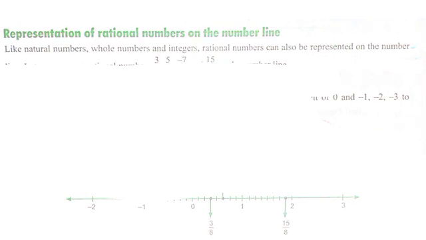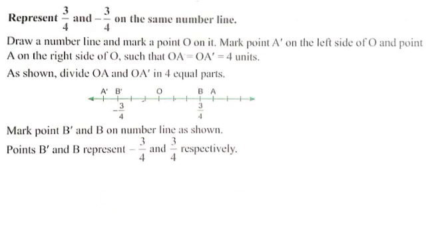Then the step number 5 is to mark the required divisions on the scale according to the numerator. Represent 3 by 4 and minus 3 by 4 on the same number line. Draw a line and mark O on it. Mark A' on the left side of O and point A on the right side of O, such that OA is equal to OA' is equal to 4 units. As shown, divide OA and OA' into 4 parts. Mark the points B' and B on the line as shown. B' and B represent minus 3 by 4 and 3 by 4 respectively.